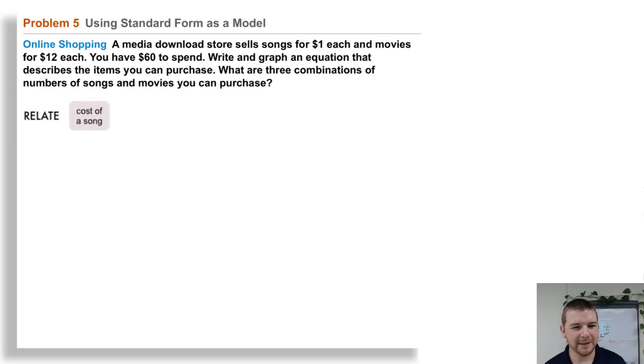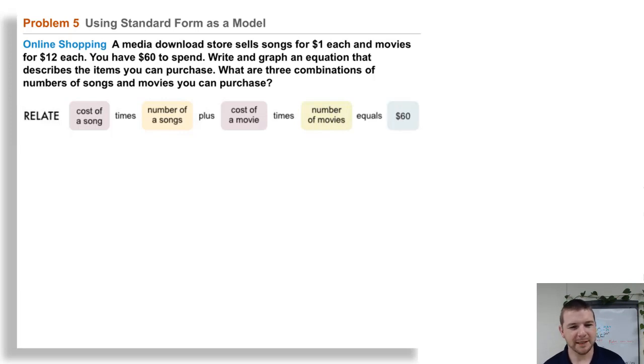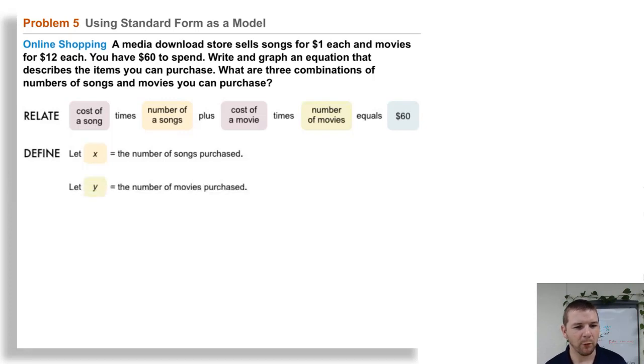So to relate all these things together, we can think of the cost of a song times the number of songs you buy, plus the cost of a movie times the number of movies you buy equals $60. We need to define our variables, so we can let X be the number of songs purchased. S would have worked just as well, maybe better. We'll let Y equal the number of movies purchased.